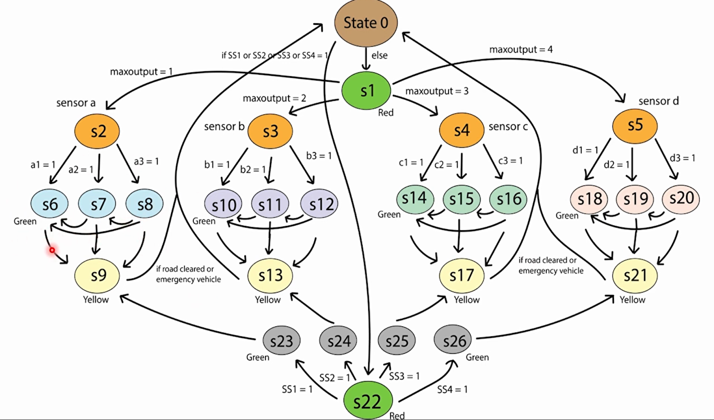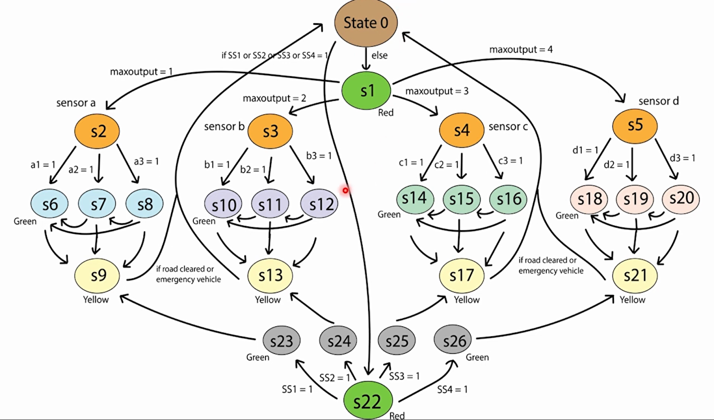Now let's suppose all the traffic of road A has been cleared. So our system will move to S9 from S6. So road A will be given the yellow signal now, and then it will be given red signal when it moves back to state 0. Same case applies for the other three roads as well in S13, S17 and S21. After all these states, the system will reset and move to S0 and the traffic cycle will start once again.